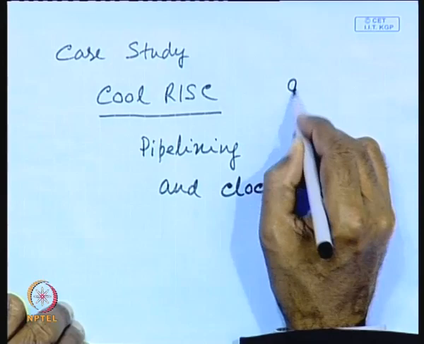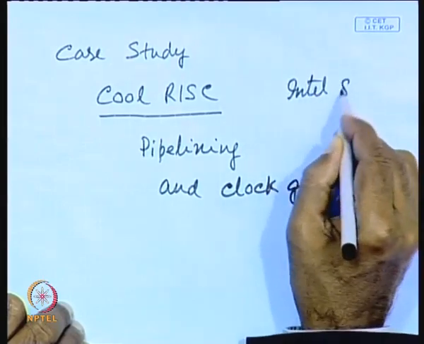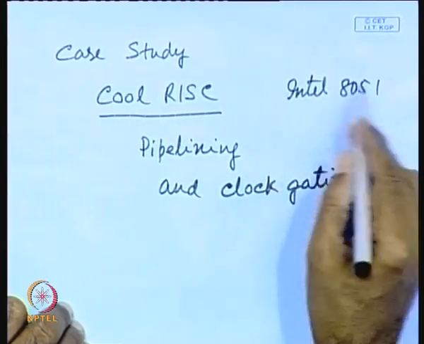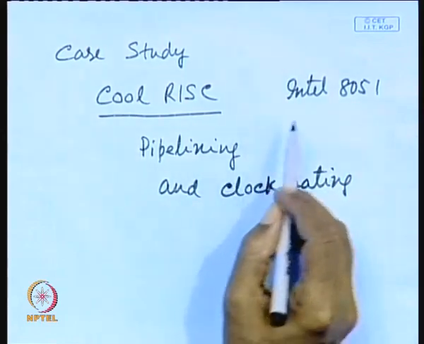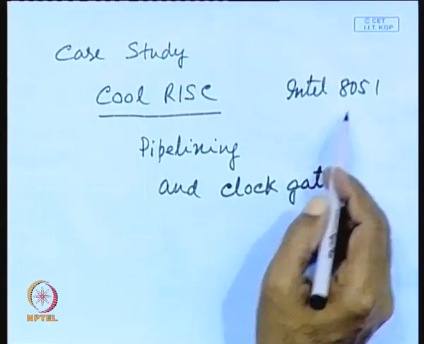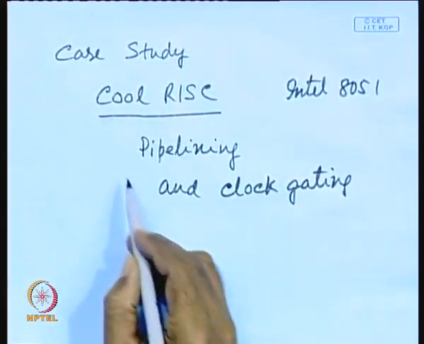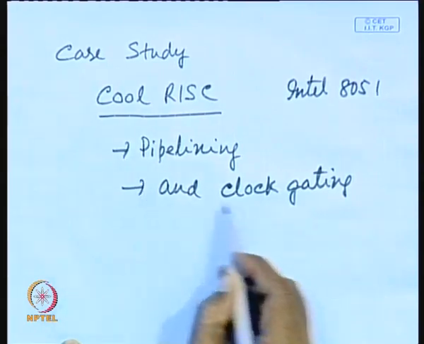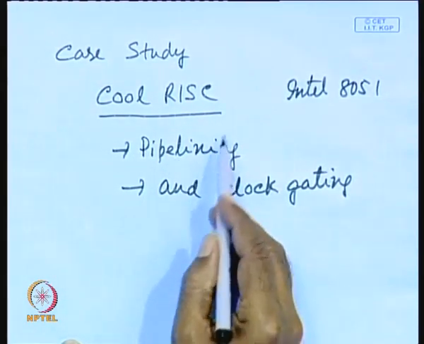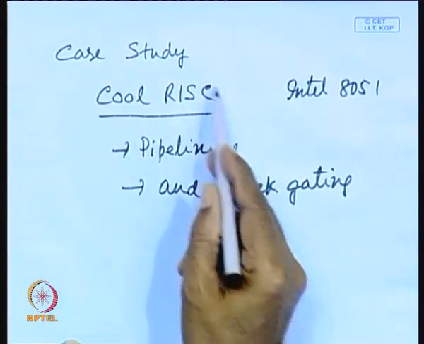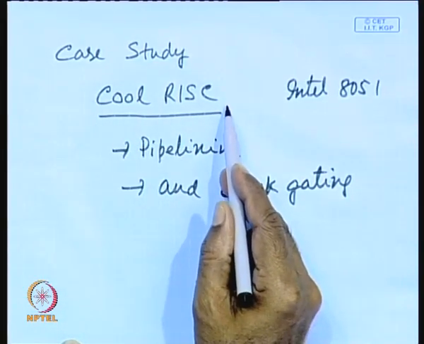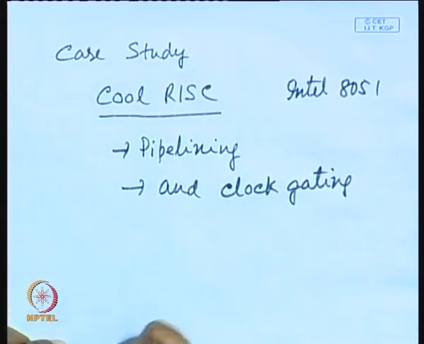You may be familiar with the processor Intel 8051, which is an 8-bit microcontroller that is very popular. Functionality wise it is very close, but it has been implemented incorporating pipelining and clock gating, and it has been found that the power dissipation of this particular microcontroller is very small, and it is now available as an IP, which can be used in many embedded applications.